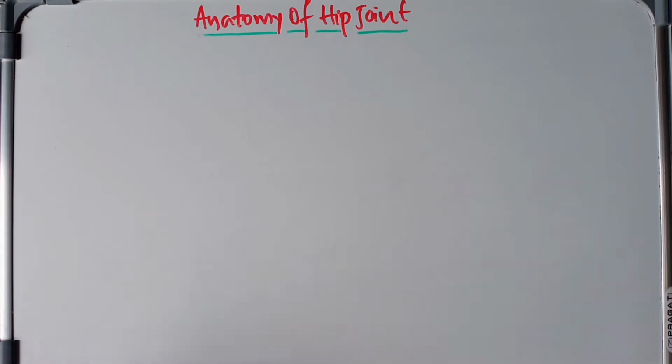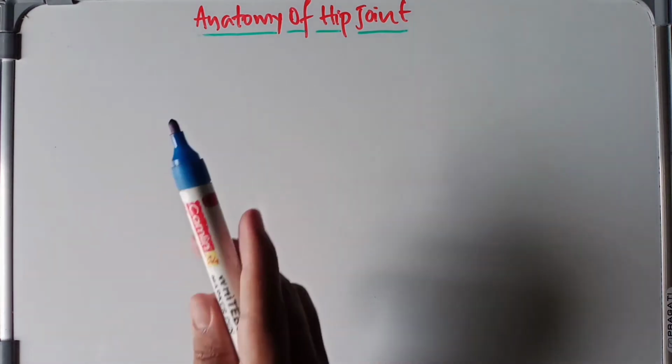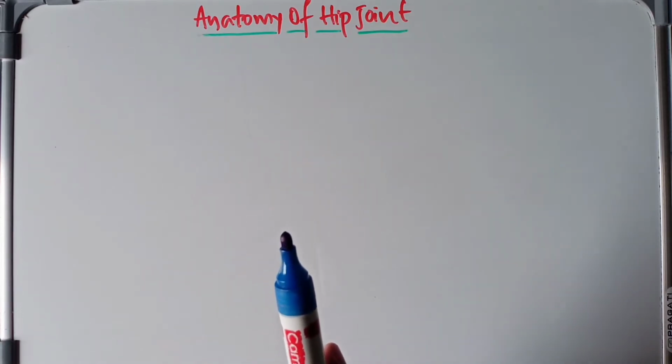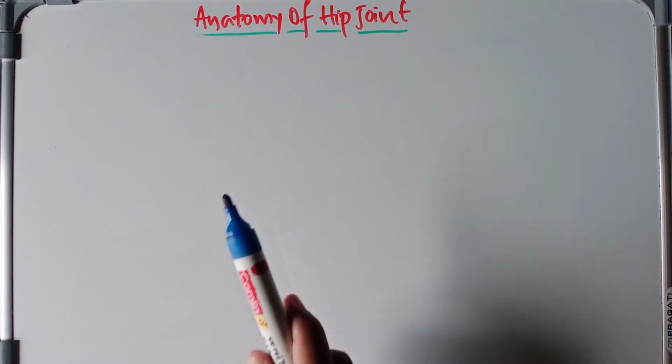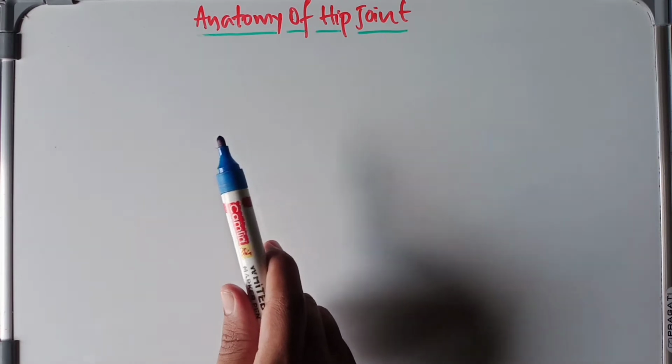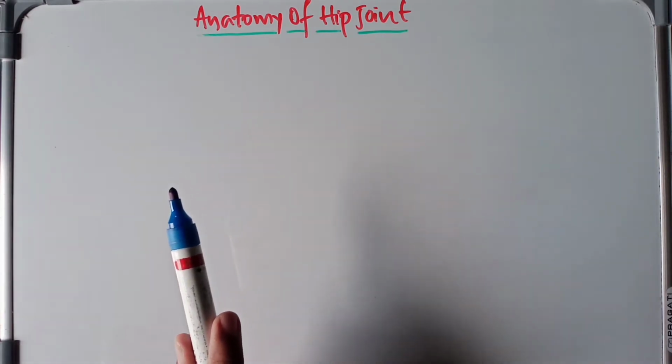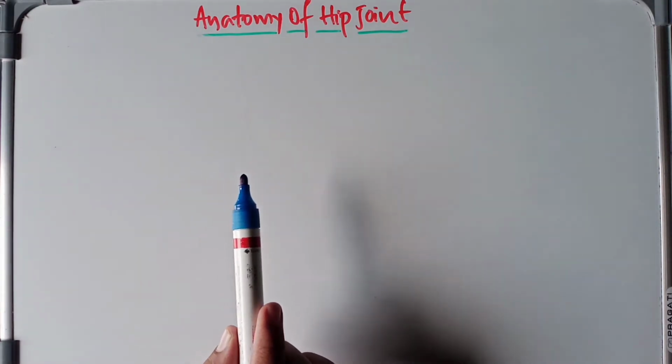So in this video we are going to discuss the anatomy of the hip joint. This is the part 2 video. In this video we are going to discuss the arterial supply, nerve supply, as well as the movements of the hip joint, the range of movements, the muscles producing them, and also a small discussion on the clinical correlation related to the hip joint.